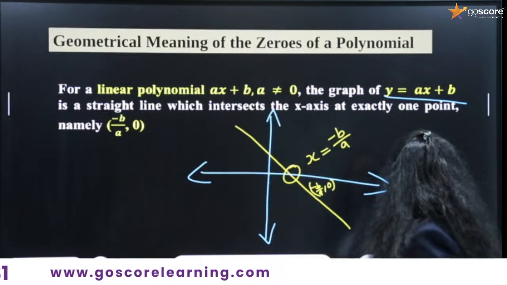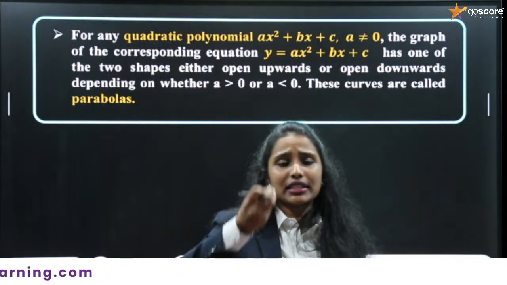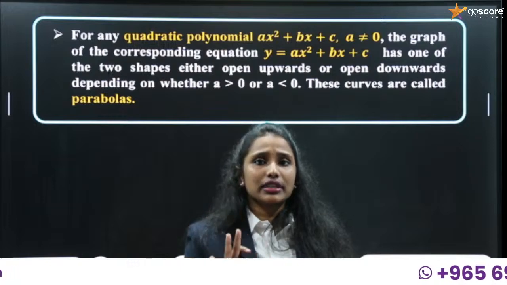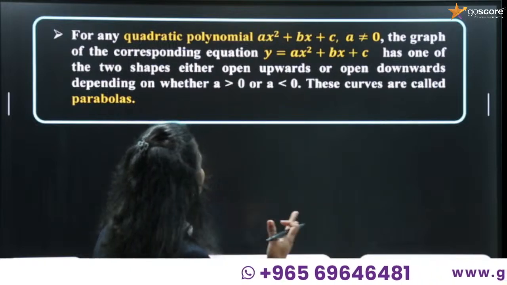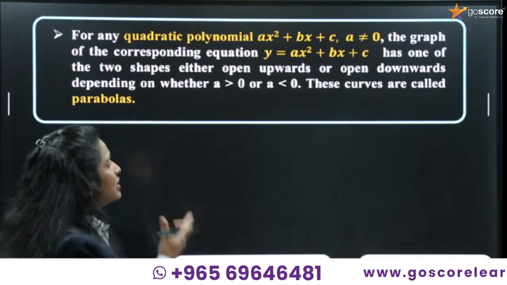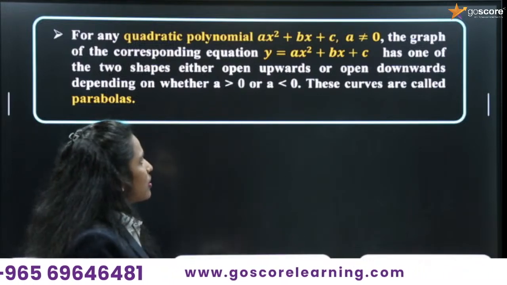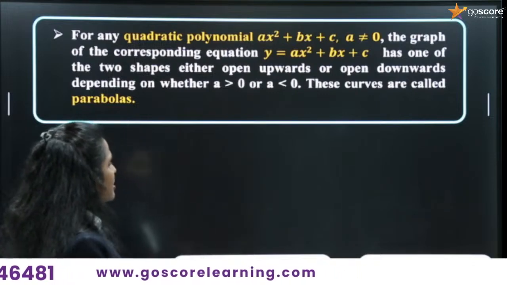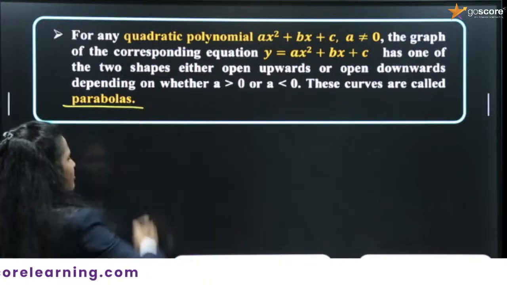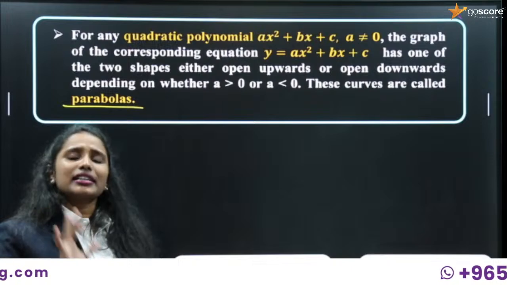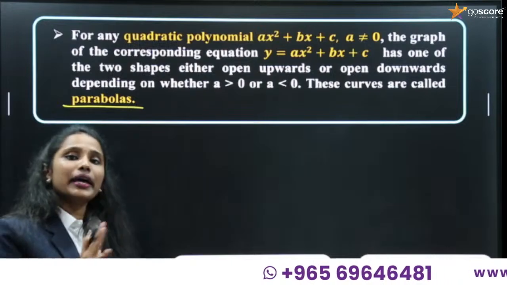Okay. Next thing, for any quadratic polynomial, now we will discuss the quadratic. What is the shape of the graph of a quadratic polynomial? For a quadratic polynomial, the graph of the corresponding equation y equal to ax square plus bx plus c has one of two shapes, either open upwards or open downwards, called parabolas. You have to remember this only. The graph of a quadratic polynomial will be in the shape of a parabola.